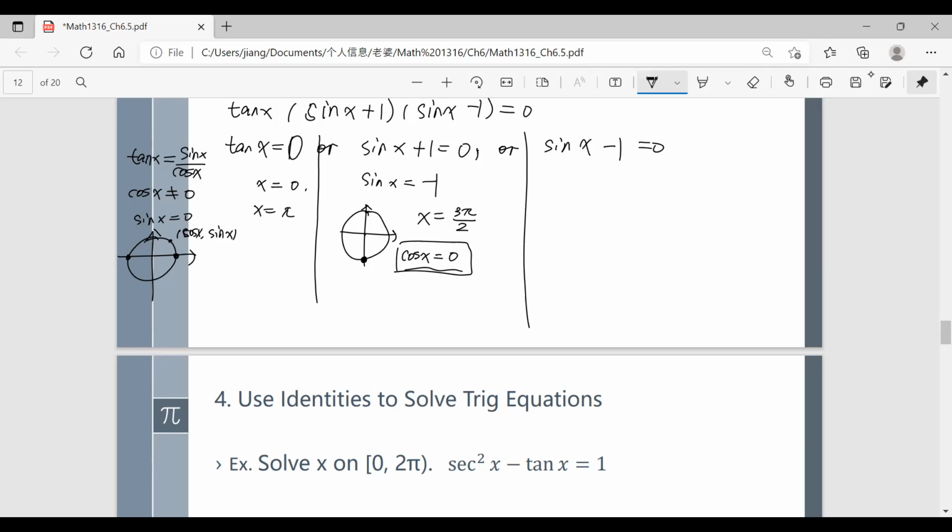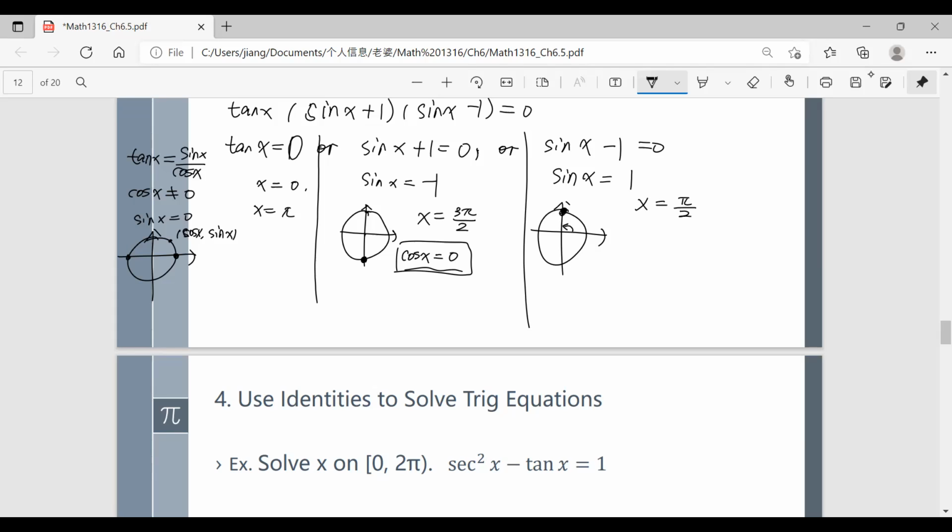So I just put the information here. And how about the sine x minus 1 equals 0? That means sine x equals 1. So on the graph, that means... I'm sorry. Sine x equals 1. That means y equals 1. So y equals 1. That means the point is here. So it's from here to here. That means x equals pi over 2.